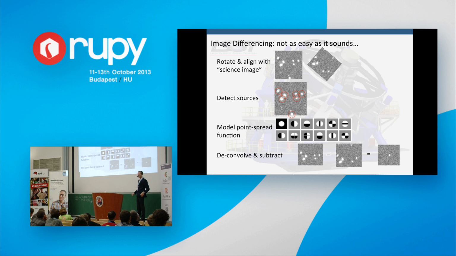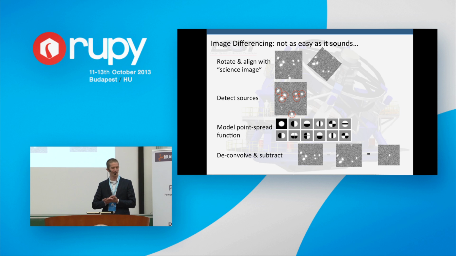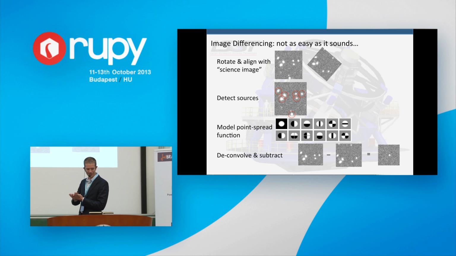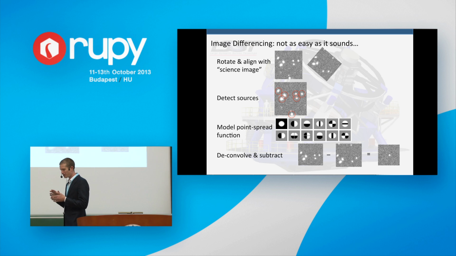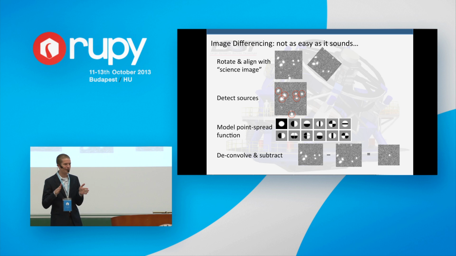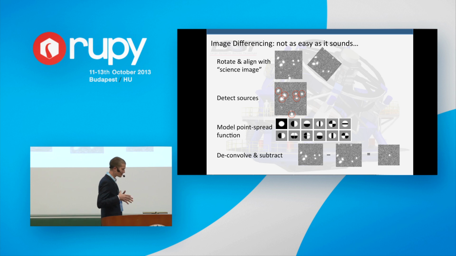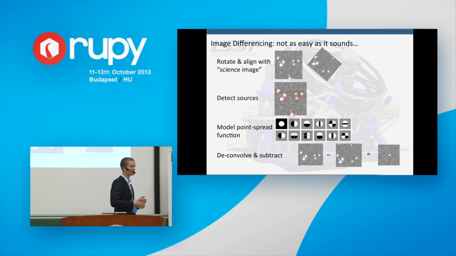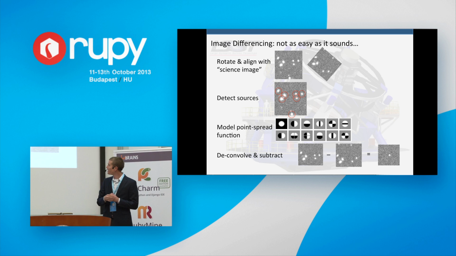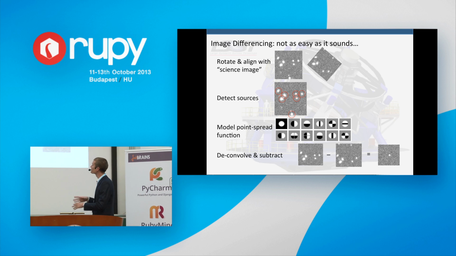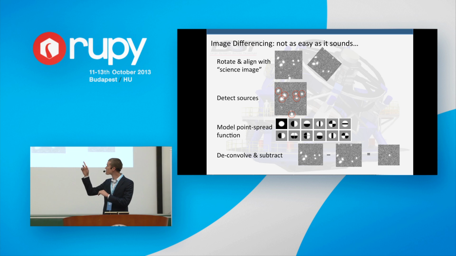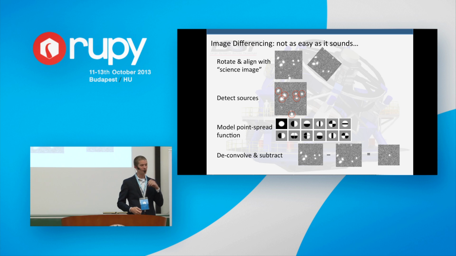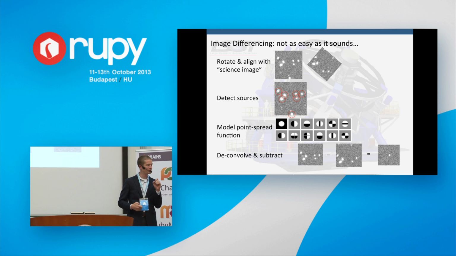It's not as easy as just taking one array and subtracting another. And the reason is because we have the science image that's basically the image built up over the years leading up to that time. And that has very different noise characteristics, very different point spread function than the nightly images. So we have to rotate and align them. We have to detect sources on them. We have to use those point sources to model the point spread function.